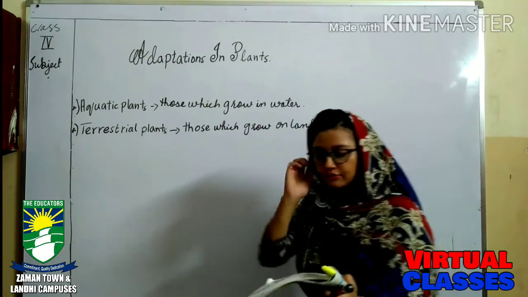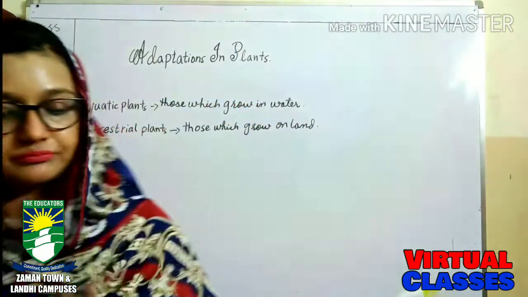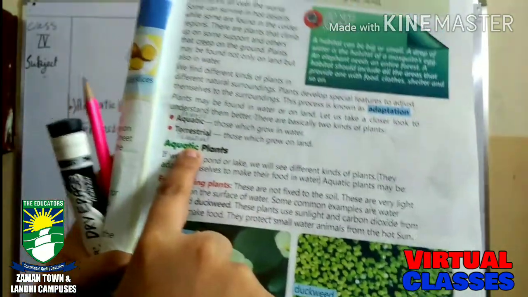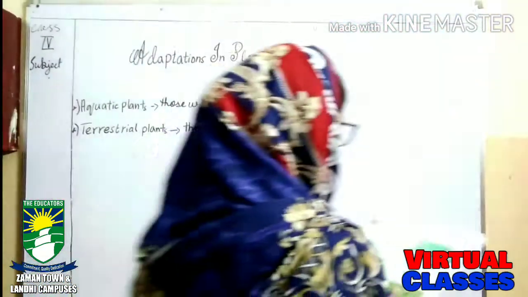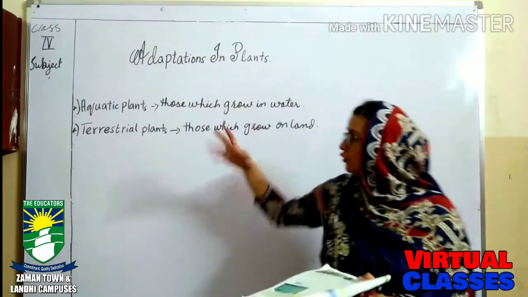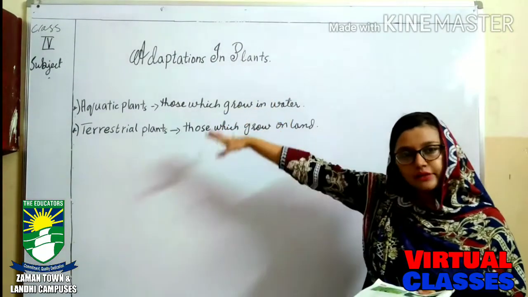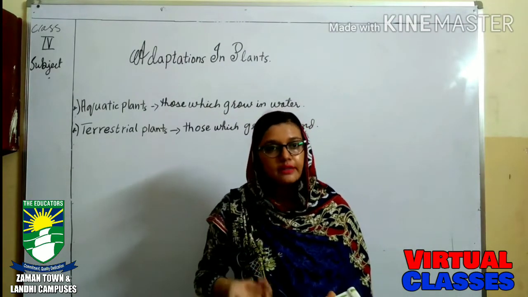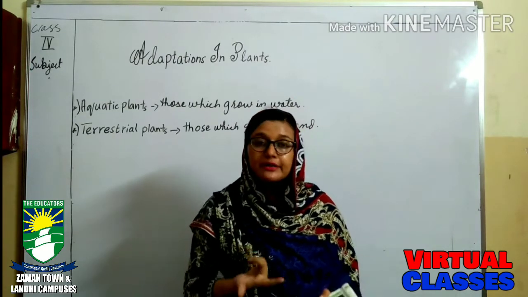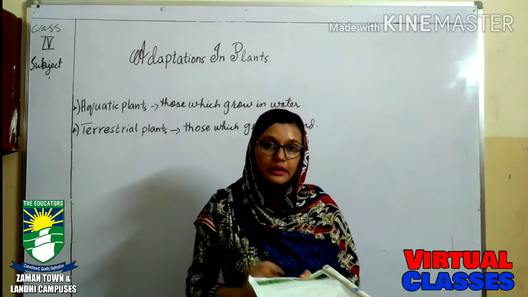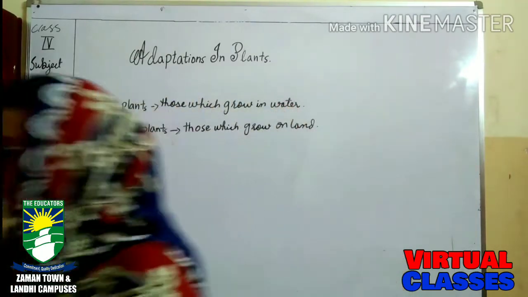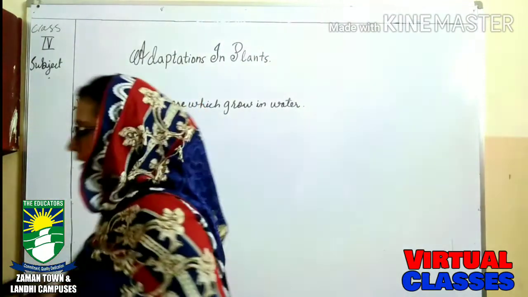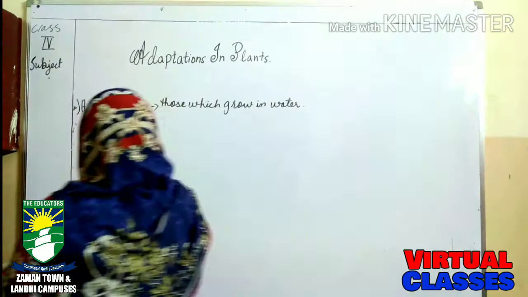Now, come to page number 13. Open this page. Your heading is aquatic plants. We know about it, those which grow in water are called aquatic plants. They adapt themselves to make their food in water. The first type is free floating.